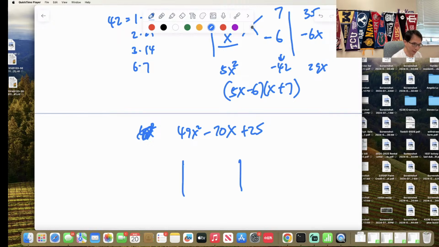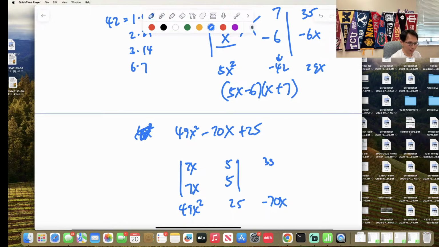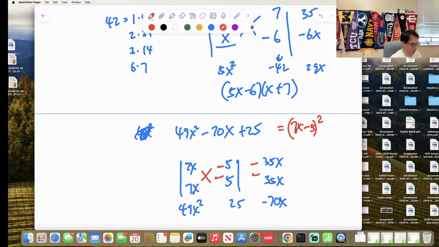So draw a two line again. 49x squared, 25. Is that okay? And then negative 70x. So obviously it's not 1 times 49 because that's not a first bet I want to bet my money on. So 7x times 7x. 5 times 5 is a good choice. Now the problem is this 35x and this 35x. That's not going to give you negative 70x. So what do we do? Make the bottom negative. So therefore it's 7x. This is called a perfect square trinomial, by the way. And this is 7x minus 5 times 7x minus 5.